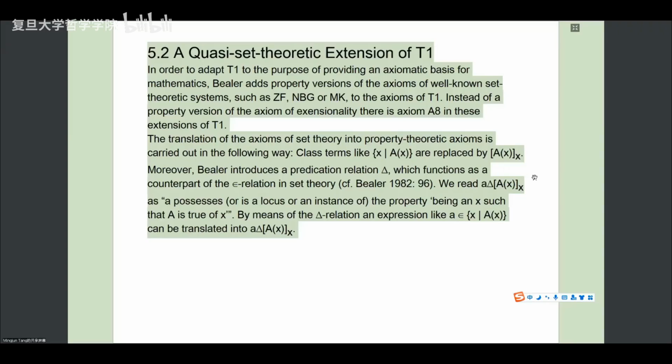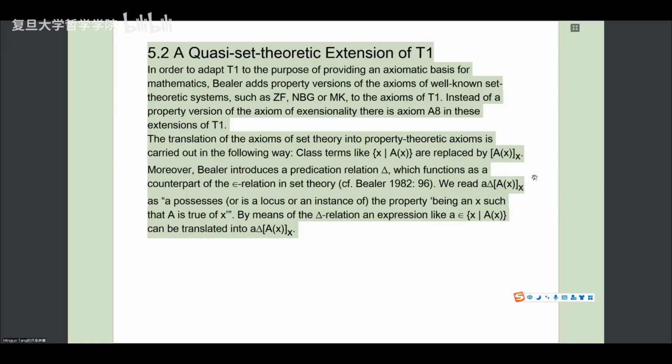Moreover, Bieler introduces a predication relation, delta, which functions as a counterpart of the element relation in set theory. So in set theory, we can have something like a is an element of the class of all x such that A of x, and instead of element, we have now delta. And we get expressions like a delta, being an x such that A of x, and this means now a possesses, or is a locus or an instance of, the property being an x such that A is true of x. This is how we have to read this. So delta means possesses, or is a locus of, or is an instance of. Something can be a locus of a property, or an instance of a property, or it can possess a property. And in all the axioms of set theory, except for the axiom of extensionality, we carry out such a translation.